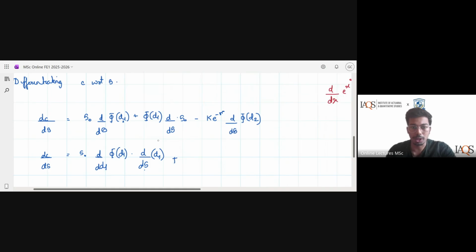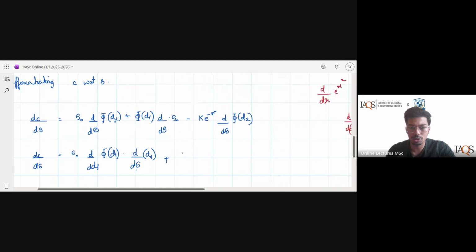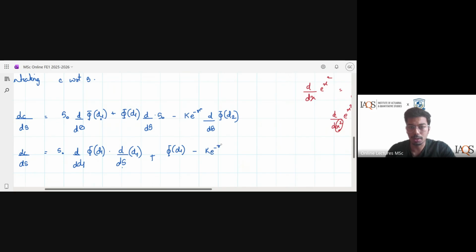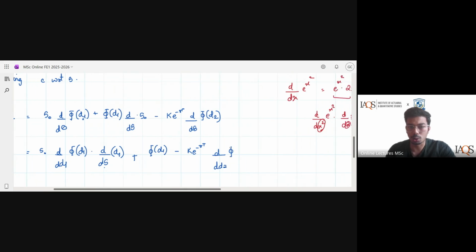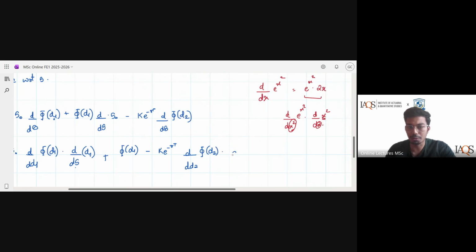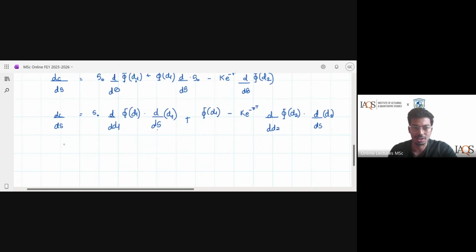Now, as part of the second equation, I know d by ds of s is 1. So phi d1 will come as this minus k into e raised to minus rt. Similarly, over here, can I say it's d by dd2 phi of d2 and then chain rule on d2. So I'll have to do d by ds of d2. Fair enough? Phi d2 is my modified equation, so I'm first differentiating with respect to d2. And then d2 is what has s in it, so I'm differentiating d2 with respect to s. Everyone understood this part? This was the only major complicated part of the derivation.